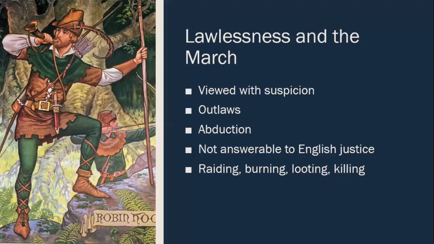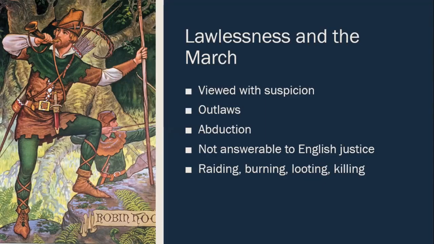Now, referring back to Philip's paper, Philip discussed that the March was often seen to be a corrupt and lawless place. Sort of anything goes, a total lack of control. You know, it was viewed with suspicion from England largely. It was famous for being a sort of gathering point, if you can have such a thing, for outlaws. People were abducted there. They weren't answerable to English justice. There's stories of raiding, cattle raiding specifically over the border, again into England largely, burning, looting and killing, you know, complete and utter chaos.